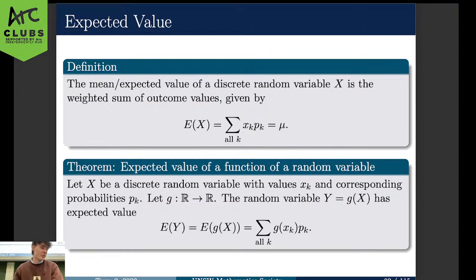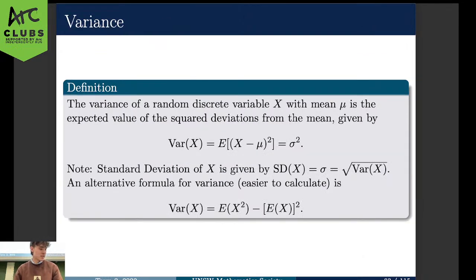Now, if we apply a function to the random variable to get some new random variable, then that's the same as applying a function within the sum. And that is handy when we're trying to calculate the variance, because the variance is defined as the expected value of the squared deviations from the mean. In other words, that's the average of all the squared distances of each outcome from the mean. So it's a measure of spread.